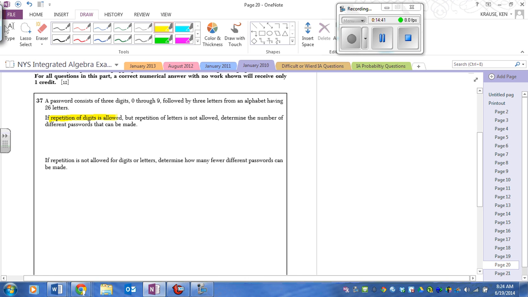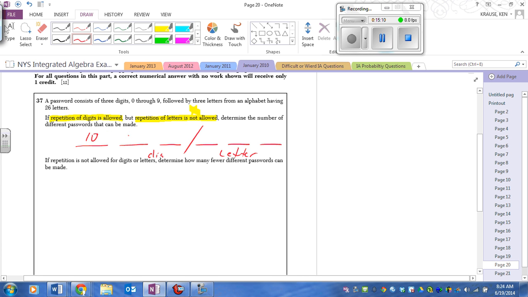If repetition of digits is allowed, the repetition of letters is not allowed, determine the number of different passwords I can perform. Okay, so this one's pretty straightforward. Just 3 digits and 3 letters. Repetition of digits is not allowed.